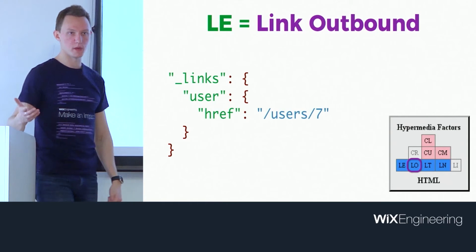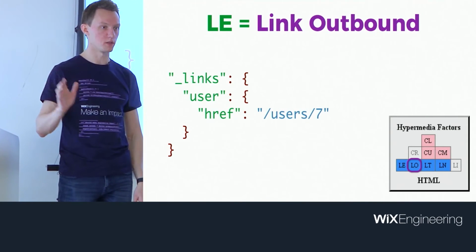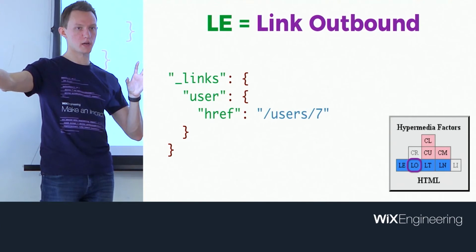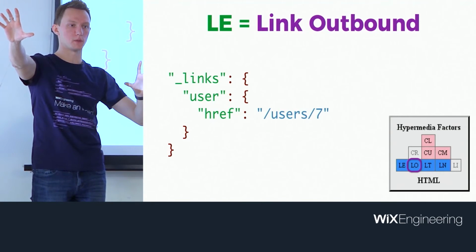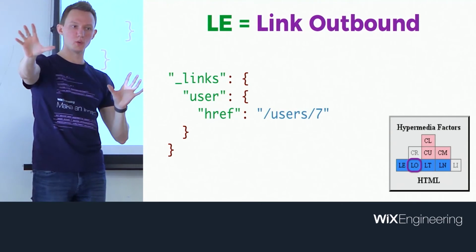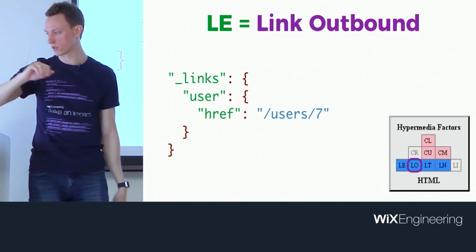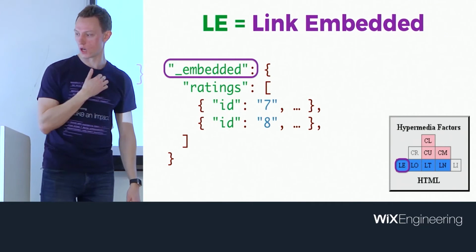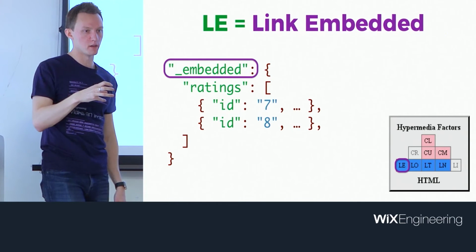Another type of hypermedia factor, and a very important one, is the outbound link. This is the usual link to another resource. For example, if you have an advertisement and the user who created this advertisement, from the advertisement to the user you will have a link, because these are two separate resources. This is an outbound link. Then there is an embedded link. An embedded link is when you embed resources inside.